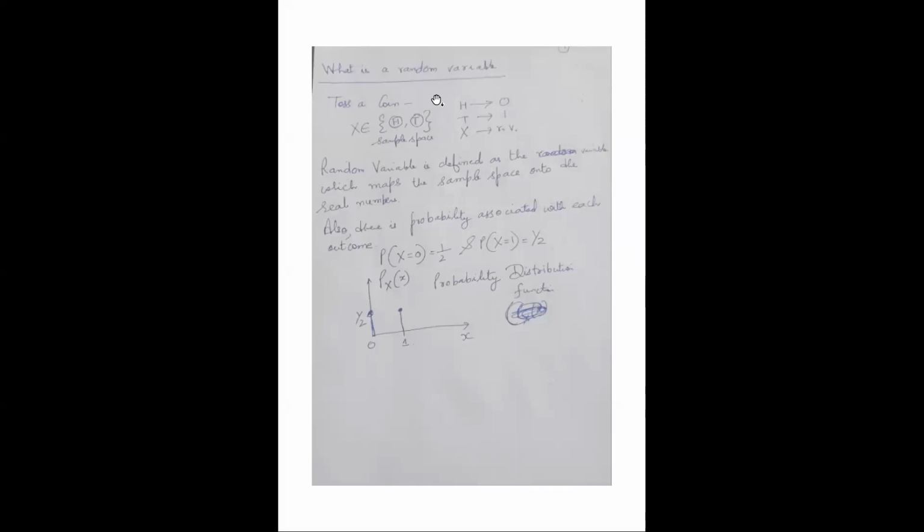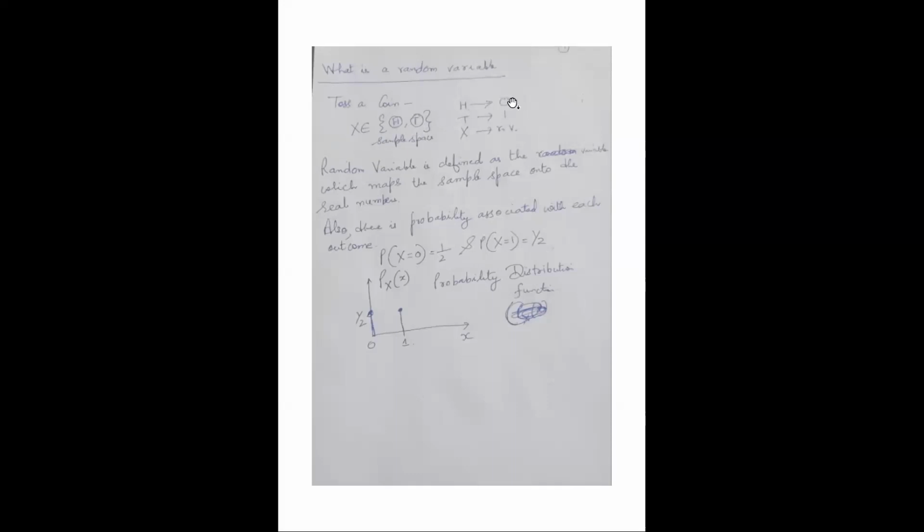Now, what is the random variable, right? Let me take an example: tossing a coin. It's a very important and very common example that we take. So two outcomes are there, head and tail, which form the sample space. So my random variable will belong to this sample space, this set. I will define what the random variable is, but x belongs to this sample space.